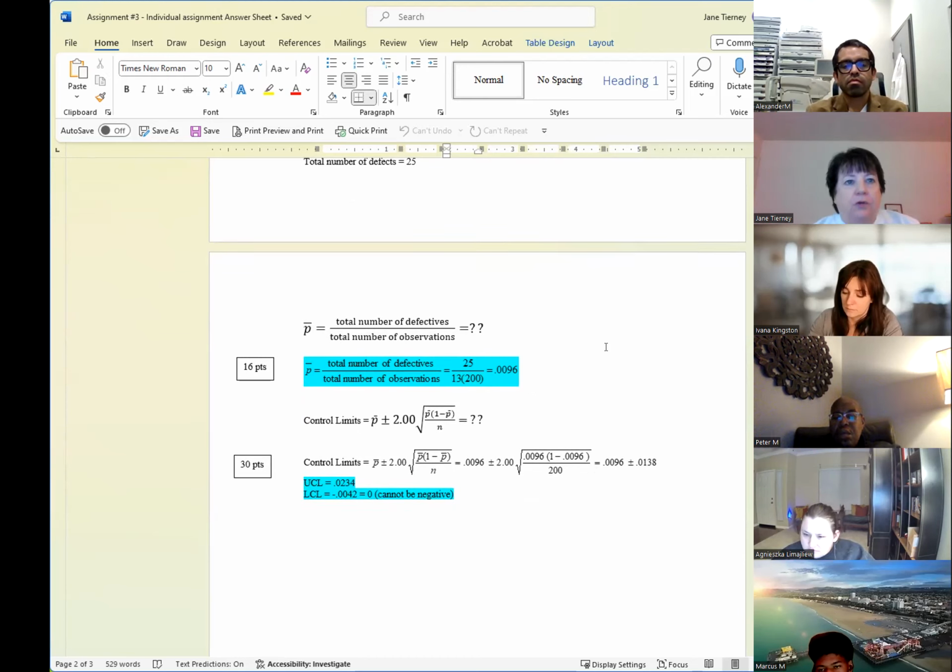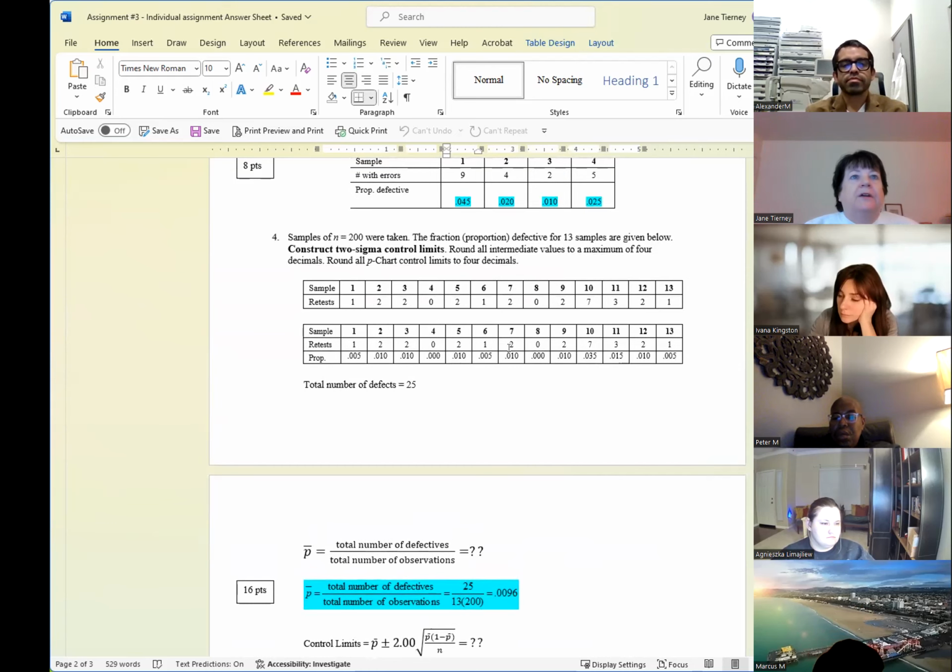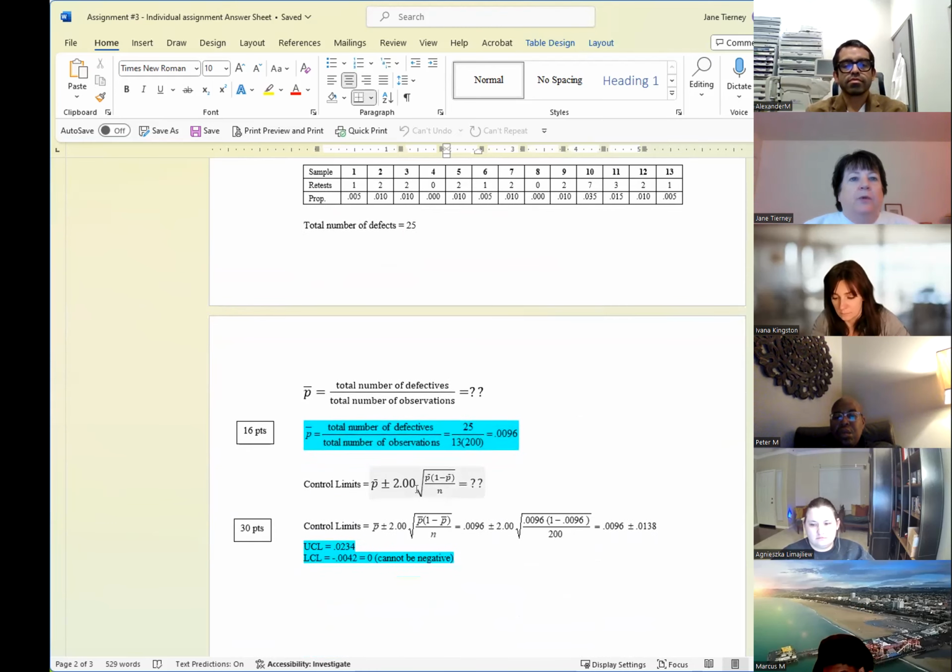So then to calculate the control limits, we need the P bar, which we just figured is 0.0096. We wanted this for two standard deviations, 2 sigma control limits. So we take the 2, and then the square root of P times 1 minus P, divided by the number in the sample. Our P bar was 0.0096, so we take 0.0096, multiply that times 1 minus 0.0096, and then divide that by N, which is 200 because that's per sample.